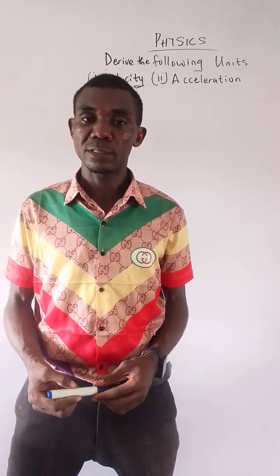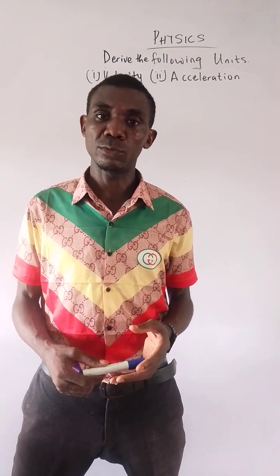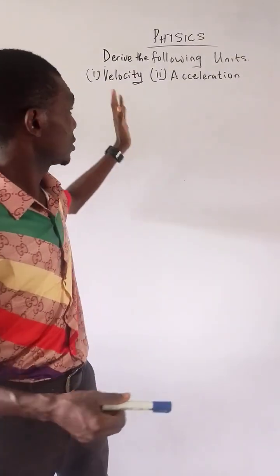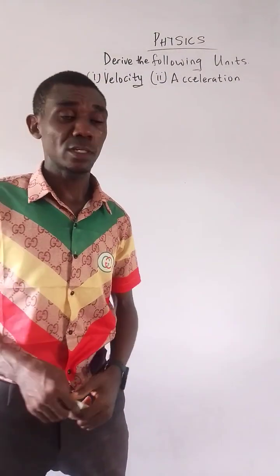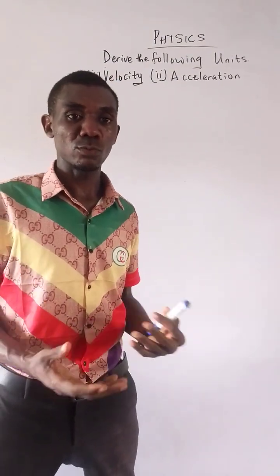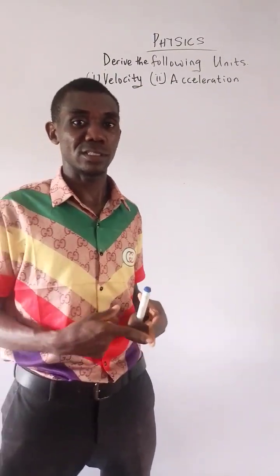Okay, now we have stayed on derived units. In our previous class we derived some units like volume, area, and density. In this class we derive some other units, which are velocity and acceleration. These quantities are derived quantities, so we must make use of fundamental quantities in order to get their units, the derived units.